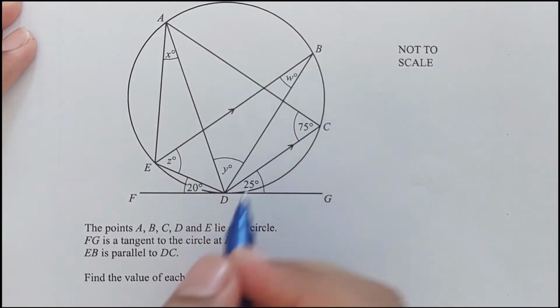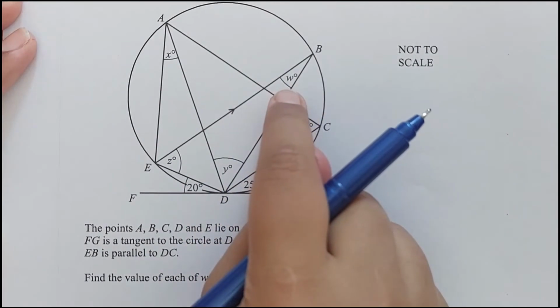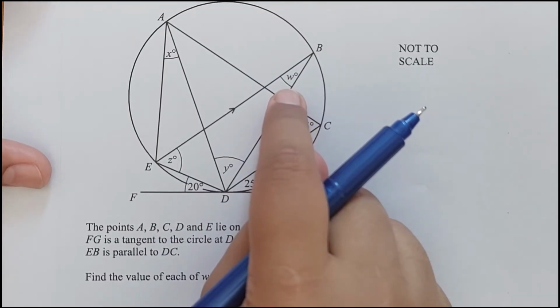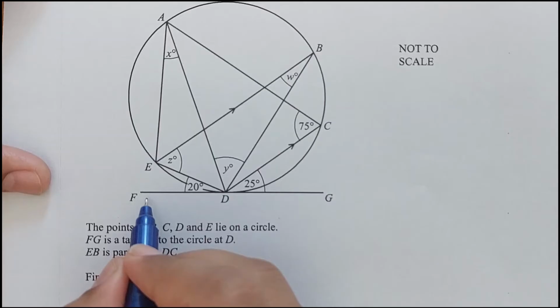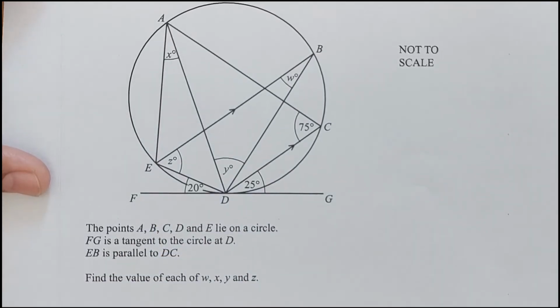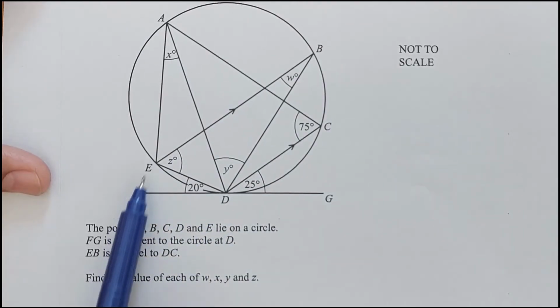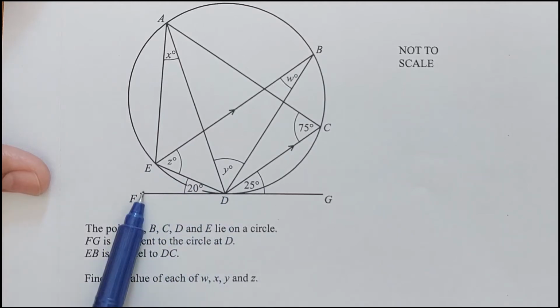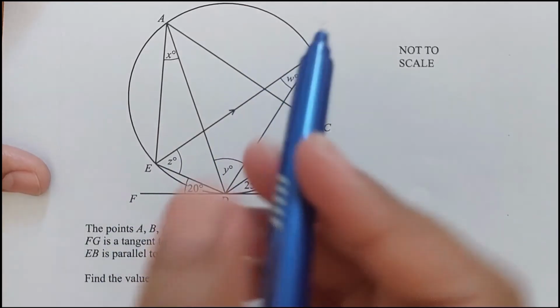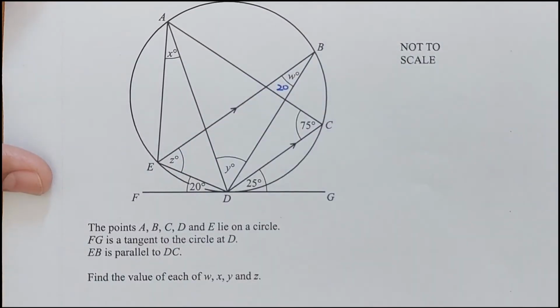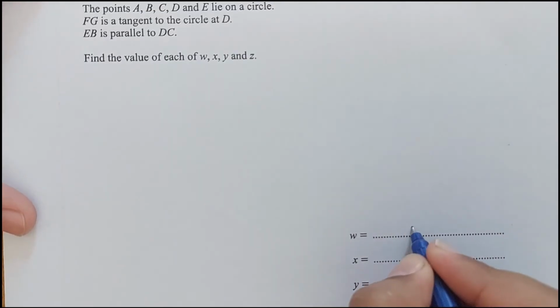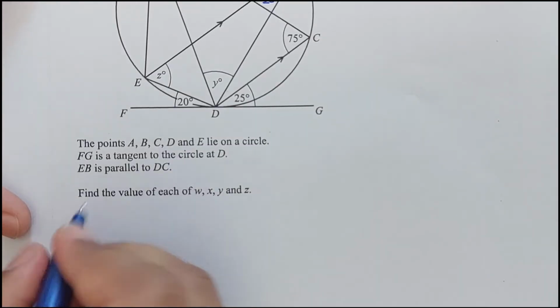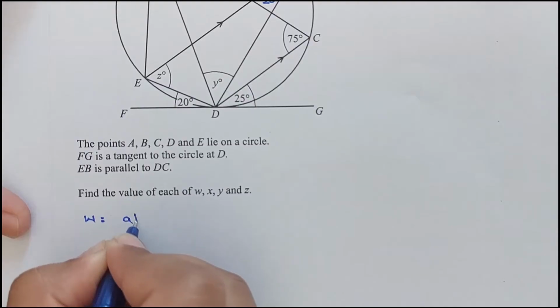So we have W is over here. All right, so as you can see, if I use alternate segment theorem, the angle between the tangent DF and the chord ED, the angle between the tangent and the chord is equal to the angle in alternate segment, which is equal to B. So this W is also equal to 20, right? W is also 20 degrees. So to get W, I use alternate segment theorem.